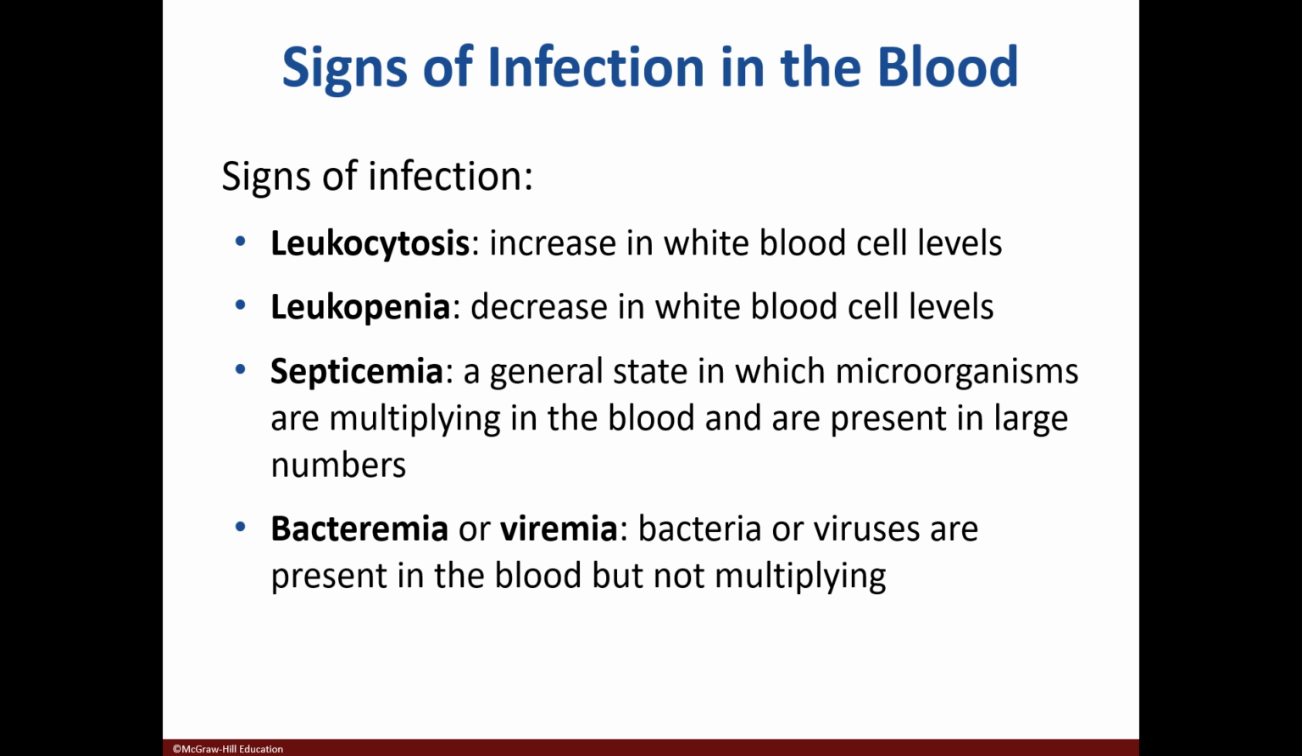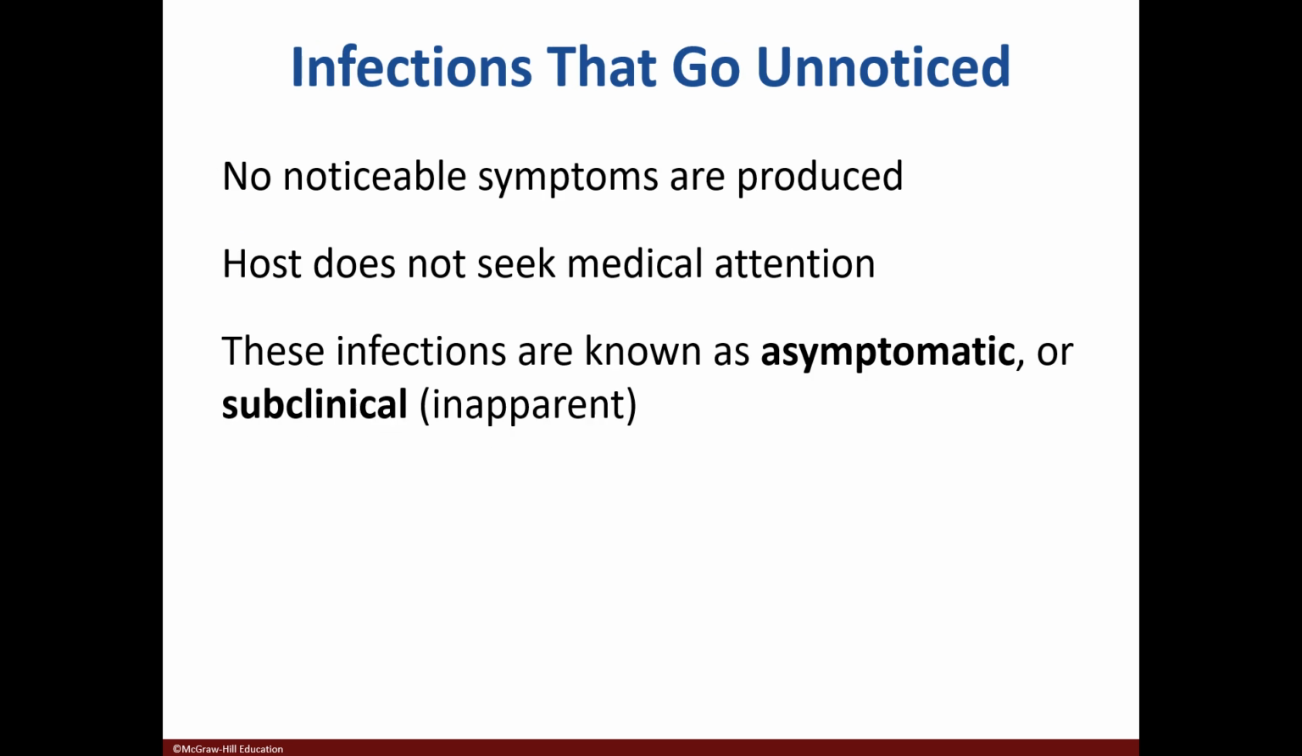How does a physician know there's an infection in the blood? They would look for an increase or decrease in white blood cells. One would also look for septicemia, where microbes are replicating in the blood and in high numbers. Bacteremia and viremia describes a situation where bacteria and viruses are present in the blood, but not replicating. Sometimes infections go undiagnosed because the patient is asymptomatic and does not go to the doctor.